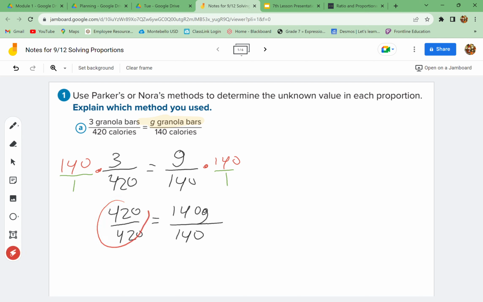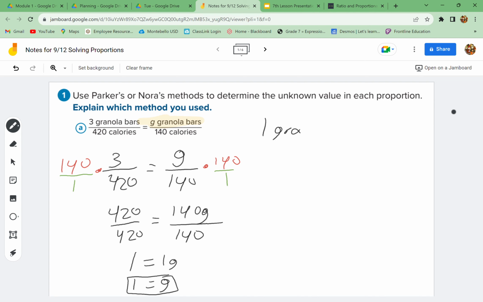What's cool about this part right here is that it becomes 1 whole, or 1. So you get 1 is equal to, and this part right here, 140 divided by 140, also becomes a 1, so you get 1g, or we could just write it as g is equal to 1. So what that means is that in one granola bar it has 140 calories. And that's how you would solve that one there.